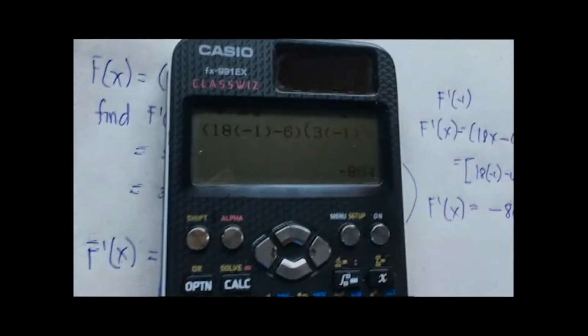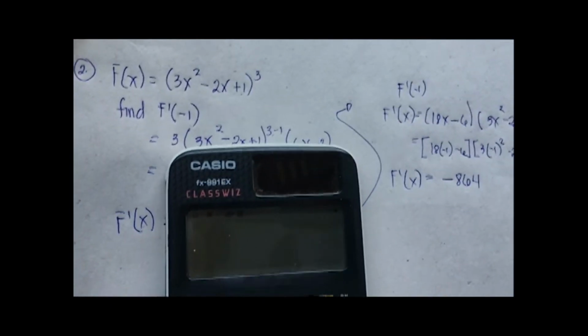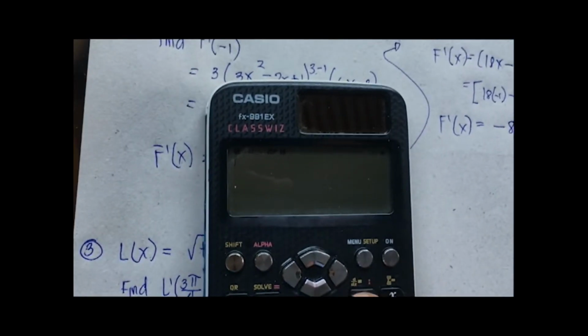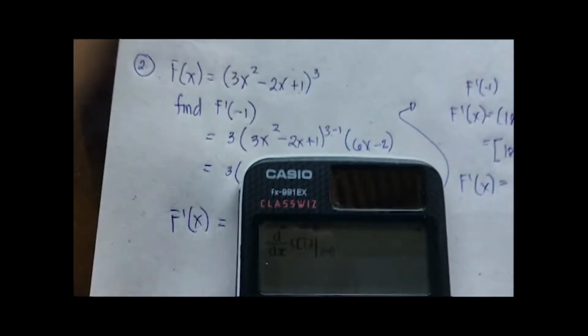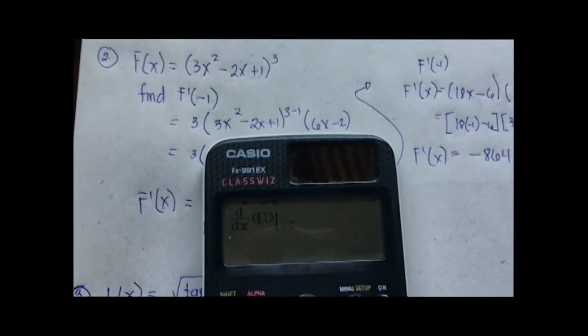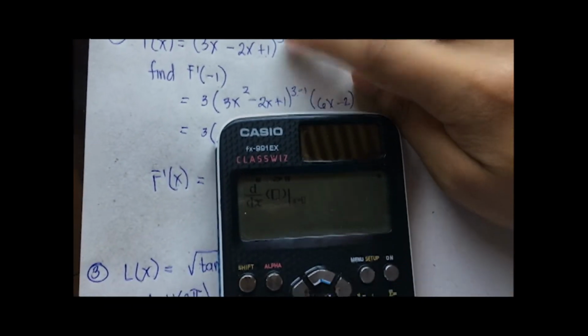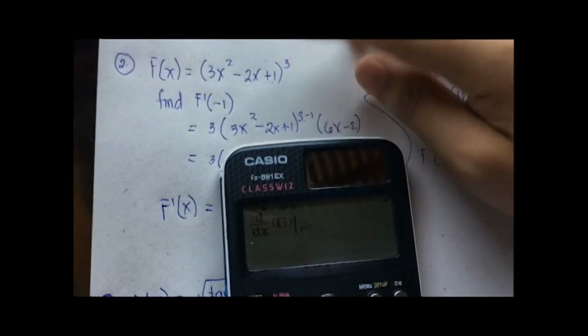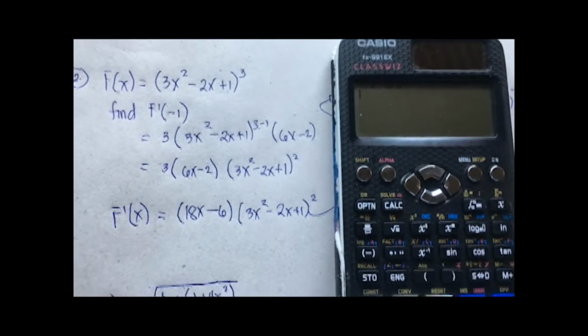Now, let's check using the calculator, using the shortcut, if the answer is really negative 864. So, what do we press first? Press shift, then this. So, the d over dx appeared. Then, you are going to substitute the corresponding value, your given. Just copy the given. The given function, we put it here. So, to recheck if our answer earlier is correct, let's check using the calculator.